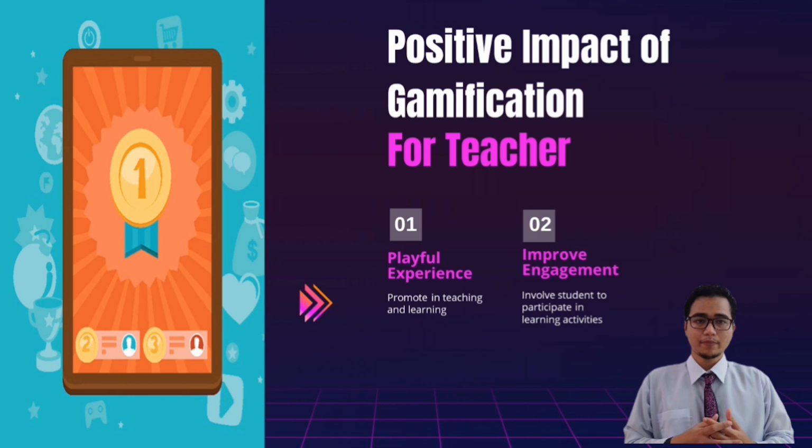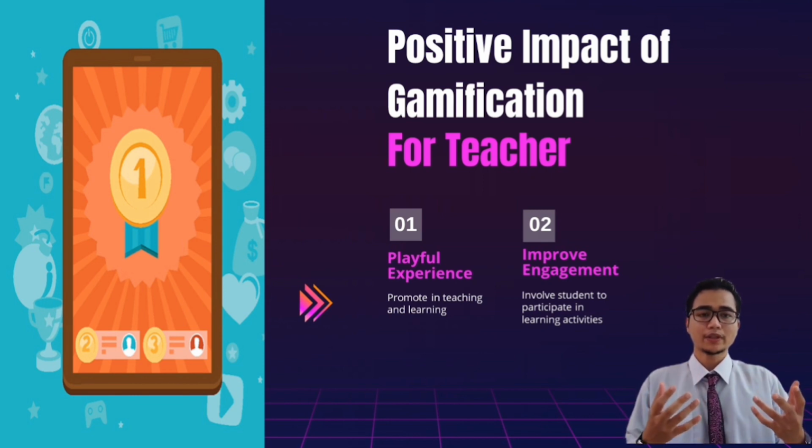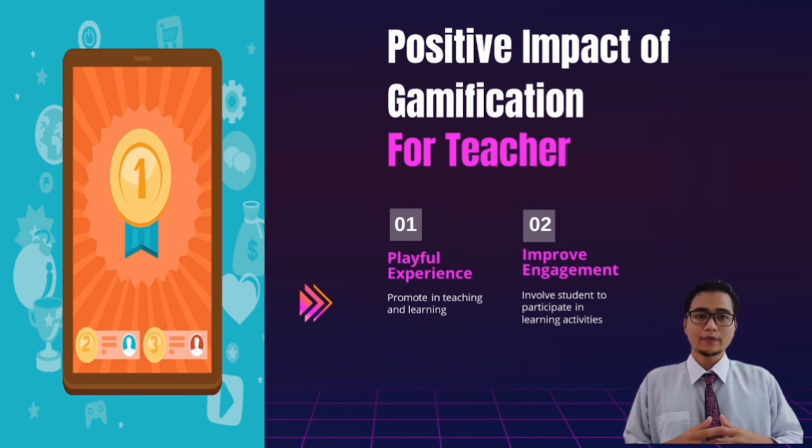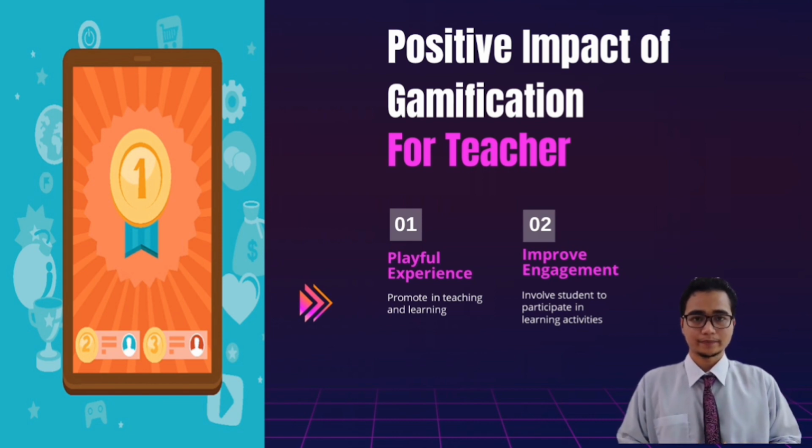The positive impact of gamification for teachers. The first one is playful experience. Teachers can promote playful experience in their teaching and learning. The second one is improved engagement, where teachers can improve the student engagement for completing learning activities.